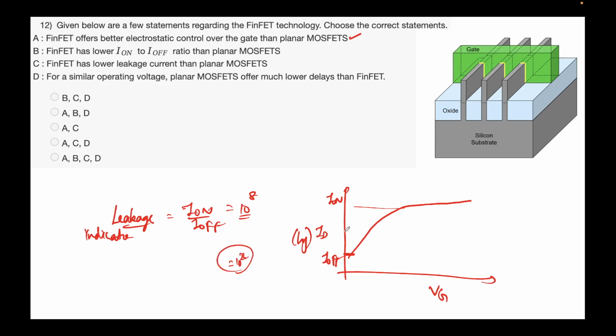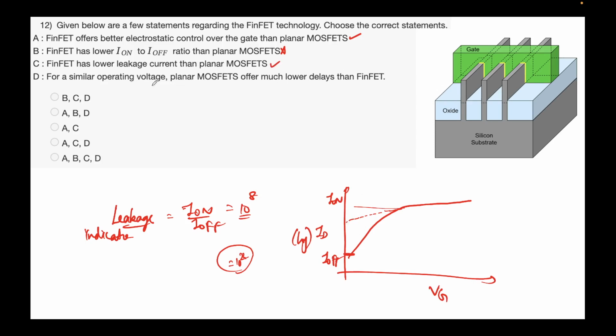It will look something like this. This is a very bad device, so it's leaking much more. Even in idle state, it will have power dissipation, which we don't want. FinFETs have a reduced leakage, not higher leakage. So has lower Ion to Ioff ratio? No, it has a higher Ion to Ioff ratio. It means lower leakage. So then C is correct, because I told you these are the two parameters. Ioff is also known as the leakage that I'm talking about.